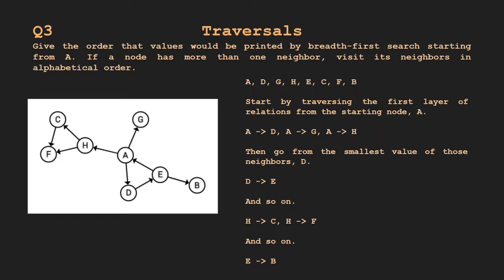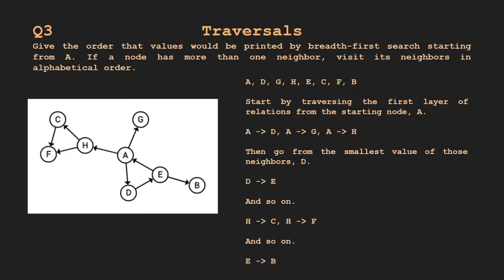In breadth first search, the answer would be slightly different. I got A, D, G, H, E, C, F, B. You basically start by looking at the neighbors that are next to your starting node. In this case, D, G, and H. D is the highest priority or the smallest, followed by G and then H.